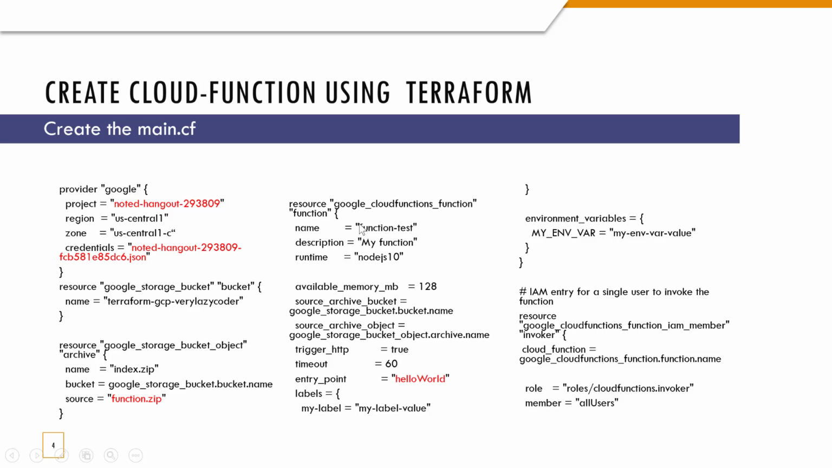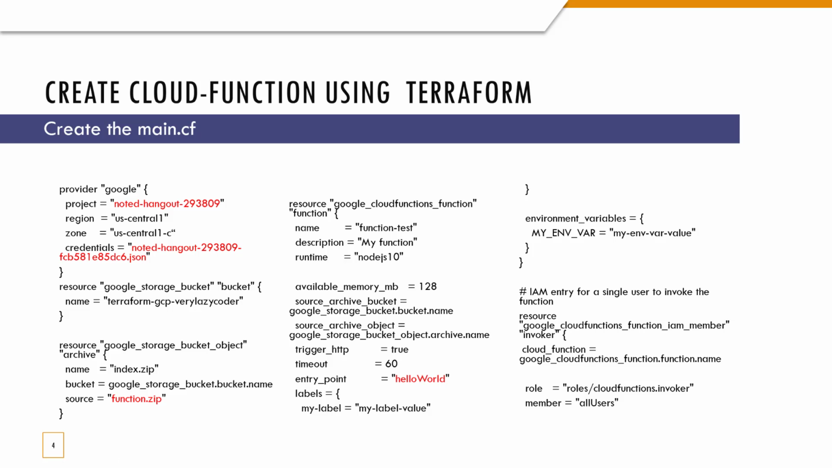And then we will create the main cloud function resource, and the cloud function resource should contain the name, the description, and the runtime. Similarly, it should also contain how much memory it needs, and it should also have a link to the bucket and the object that we previously created. And then we also need to give the entry point. So the entry point is basically the name of the JavaScript function. So if you go back, the name of the JavaScript function was hello world. And we can also create a label and an environment variable as well.